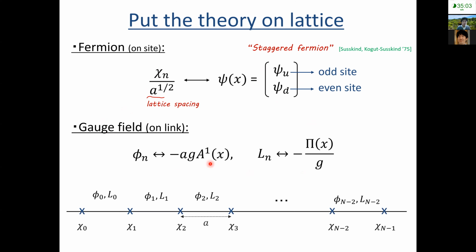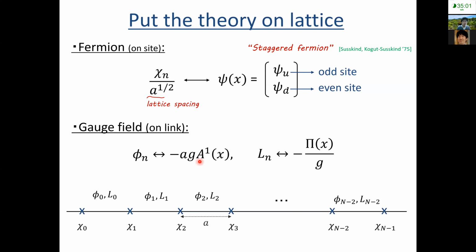And phi corresponds to the gauge field, and L basically corresponds to the conjugate momentum of the gauge field. So pictorially, we have degrees of freedom on the lattice like this. We have a fermion on each site and a gauge field on each link.